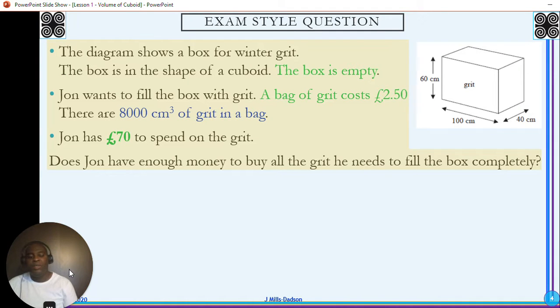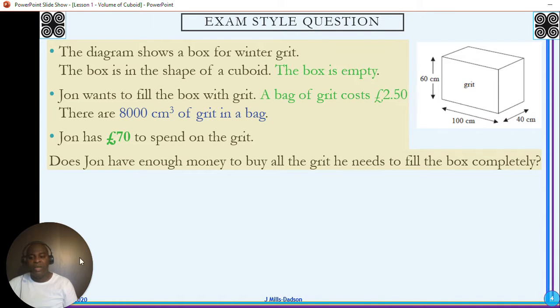Exam question. We have a box with dimensions 60 cm, 100 cm, 40 cm. And we need to fill the box with grit for winter. The box is empty. Now each bag of grit that you buy costs £2.50. And each bag contains 8,000 cm cubed. And you've been given a budget of £70 to spend. And the question is whether the person has enough money to completely fill the box.